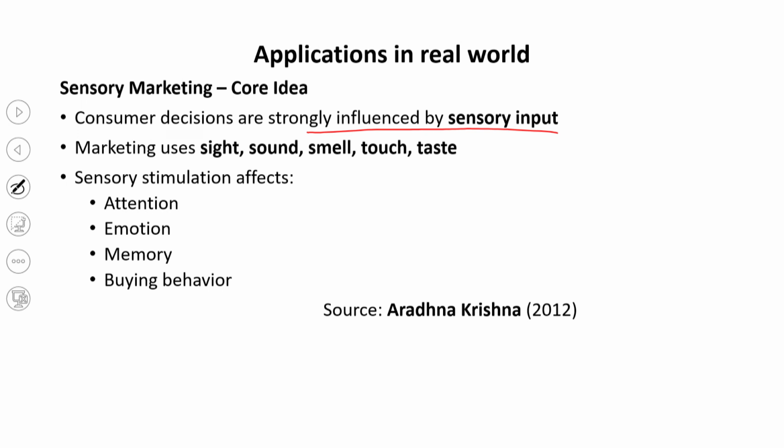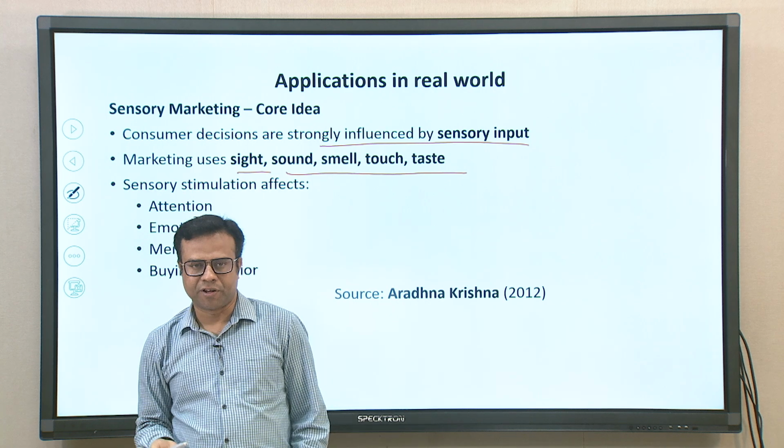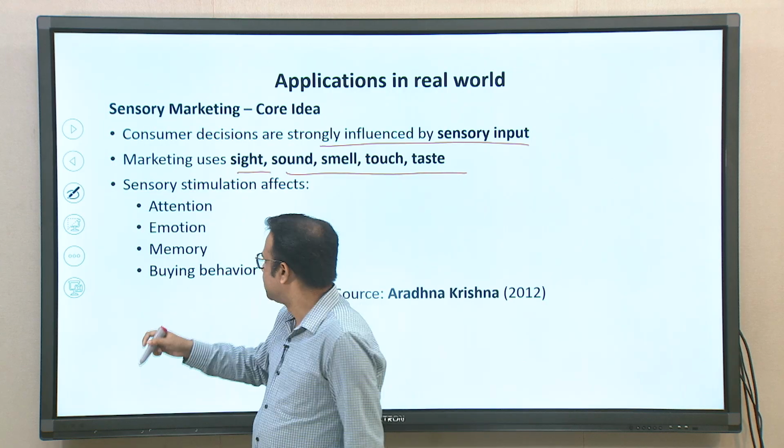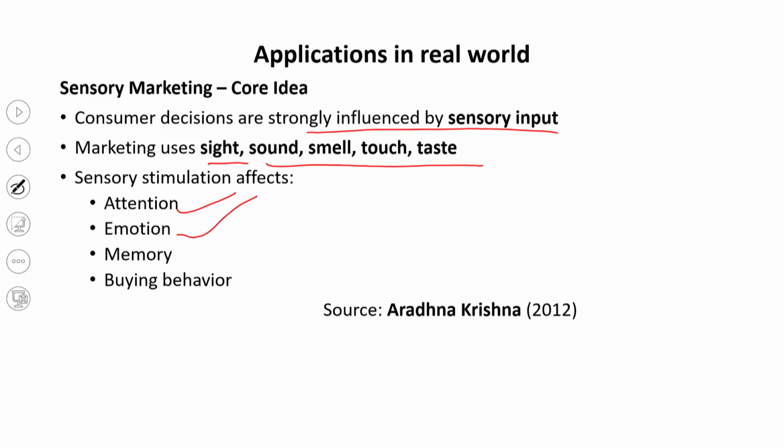What products to buy, what products not to buy, whether they like some products. Many times, a lot of this sensory information influences that. Sensory signals influence those buying behaviors, consumer behaviors. Marketers use sight, sound, smell, touch, and taste to influence people's decisions to buy a product or overall consumer behavior. A lot of this sensory stimulation affects the attention, emotion, memory, and buying behavior of the people.